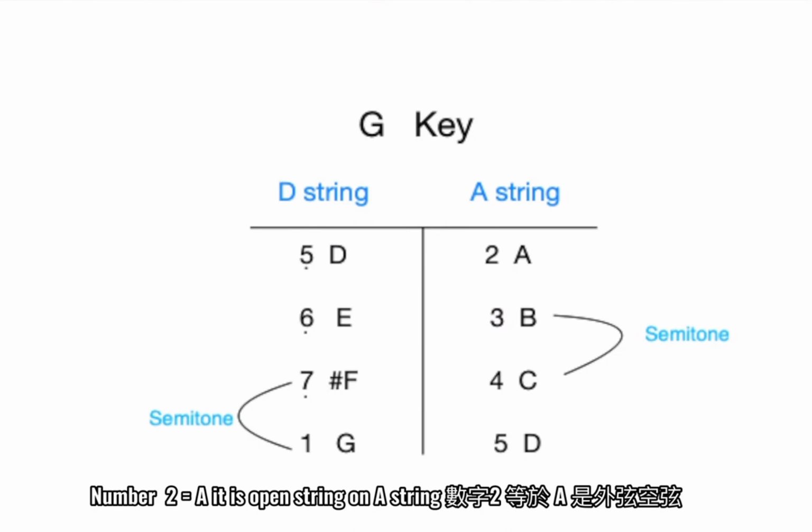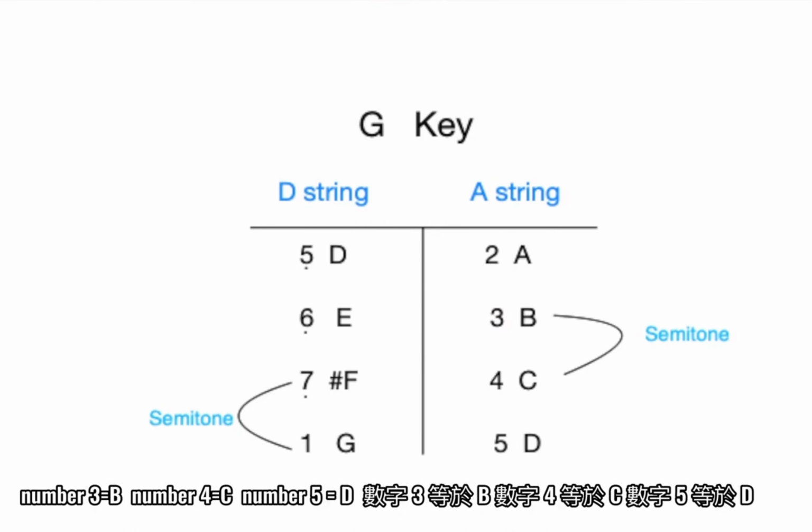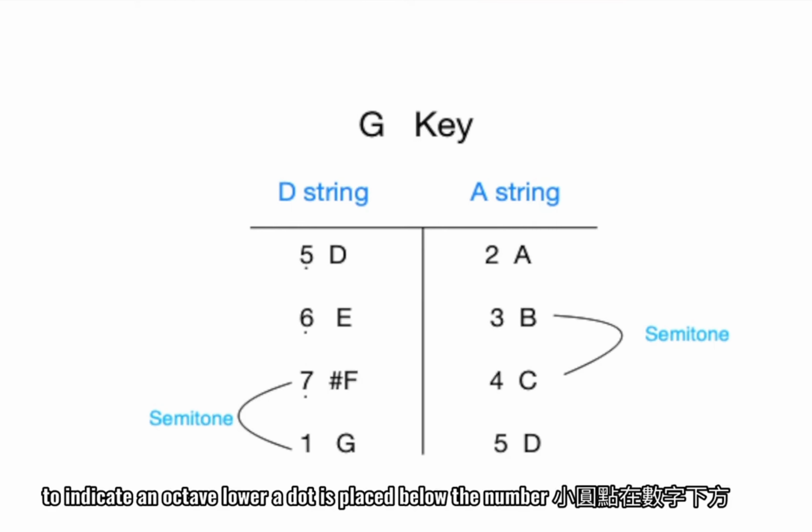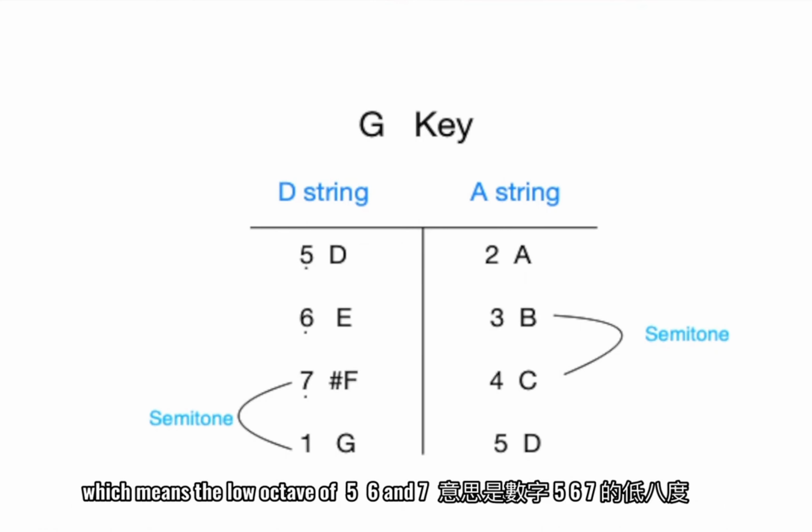Number 2 equals A. It is the open string on the A string. Number 3 equals B. Number 4 equals C. Number 5 equals D. To indicate an octave lower, a dot is placed below the number, which means the low octave of 5, 6, and 7.